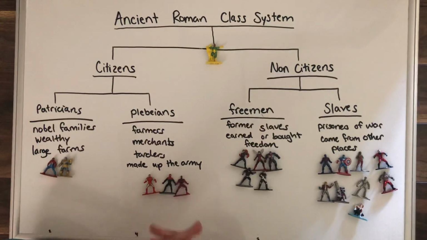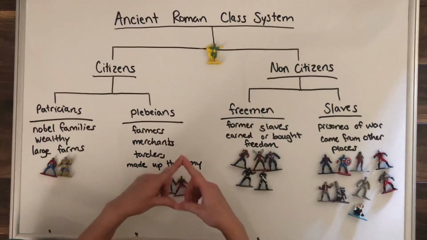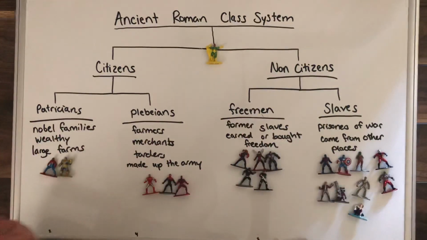I want you to go into the assignment section and look for the Ancient Roman Class System Google Drawing so that you can fill that out, and I need that submitted today.